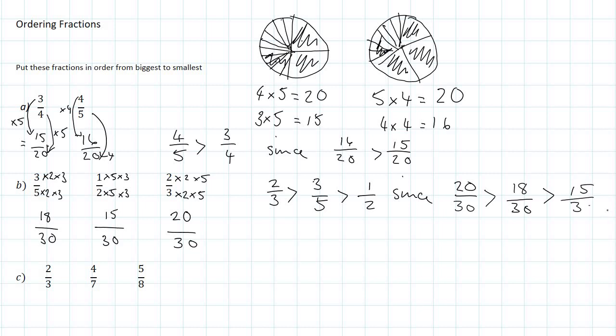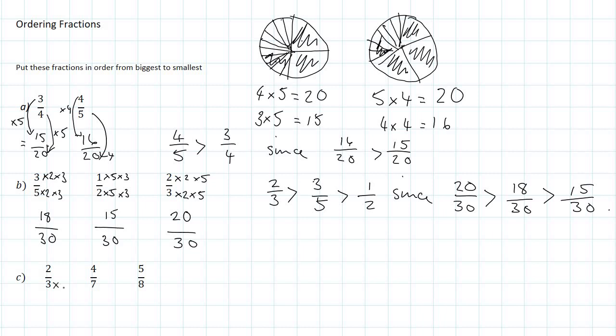than 15/30. Okay? So here it's hard to see which one's the biggest, and when I put them all with a common denominator, it's very, very easy to be able to say that 20 is bigger than 18 is bigger than 15. Okay? Last one, I've just done one more with kind of trickier numbers, okay, just so we can practice our times tables a little bit.